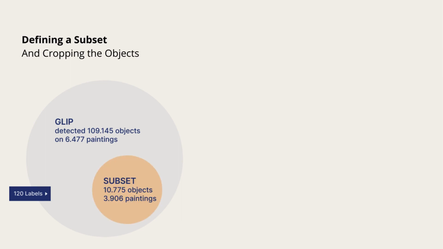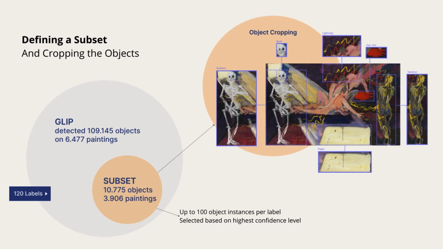We defined a subset for the application by retrieving up to 100 object instances per label, selected based on the highest confidence level. Finally, we developed a script that cropped the detected objects from images of the original painting, leaving us with an image collection of the singular objects. These individual object images were used as a key component throughout the design and development of the interactive application.